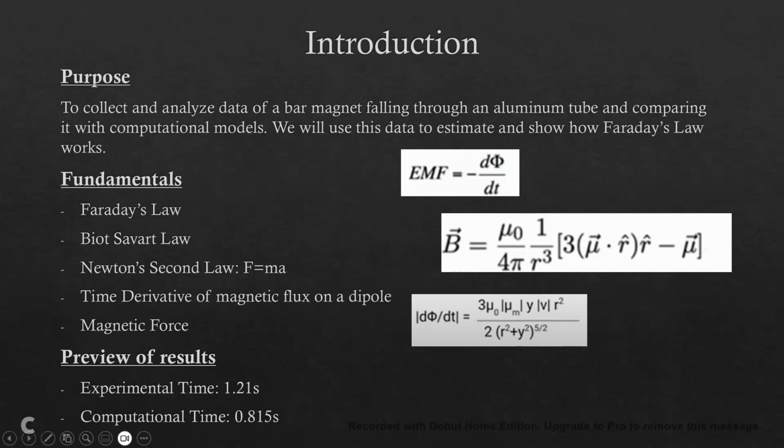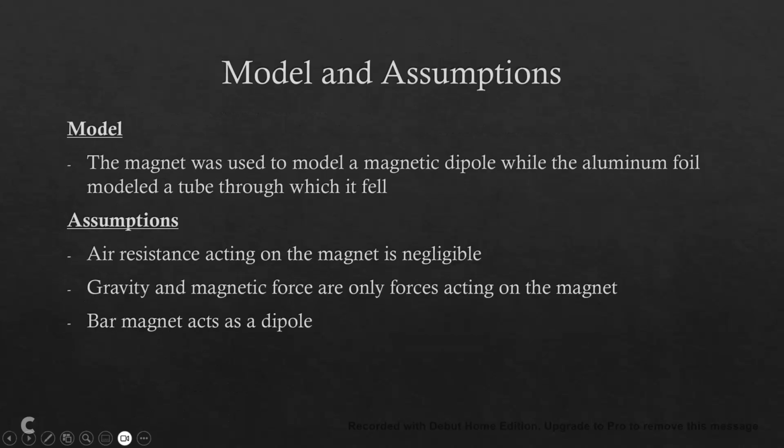As a preview of our results, the experimental time we got from our trials was 1.21 seconds, and the computational time from our GlowScript model was 0.8115 seconds. For the model, the magnet was used to model a magnetic dipole, while the aluminum foil modeled the tube through which it fell. For our assumptions, air resistance acting on the magnet was negligible, and gravity and magnetic forces were the only forces acting on the magnet.